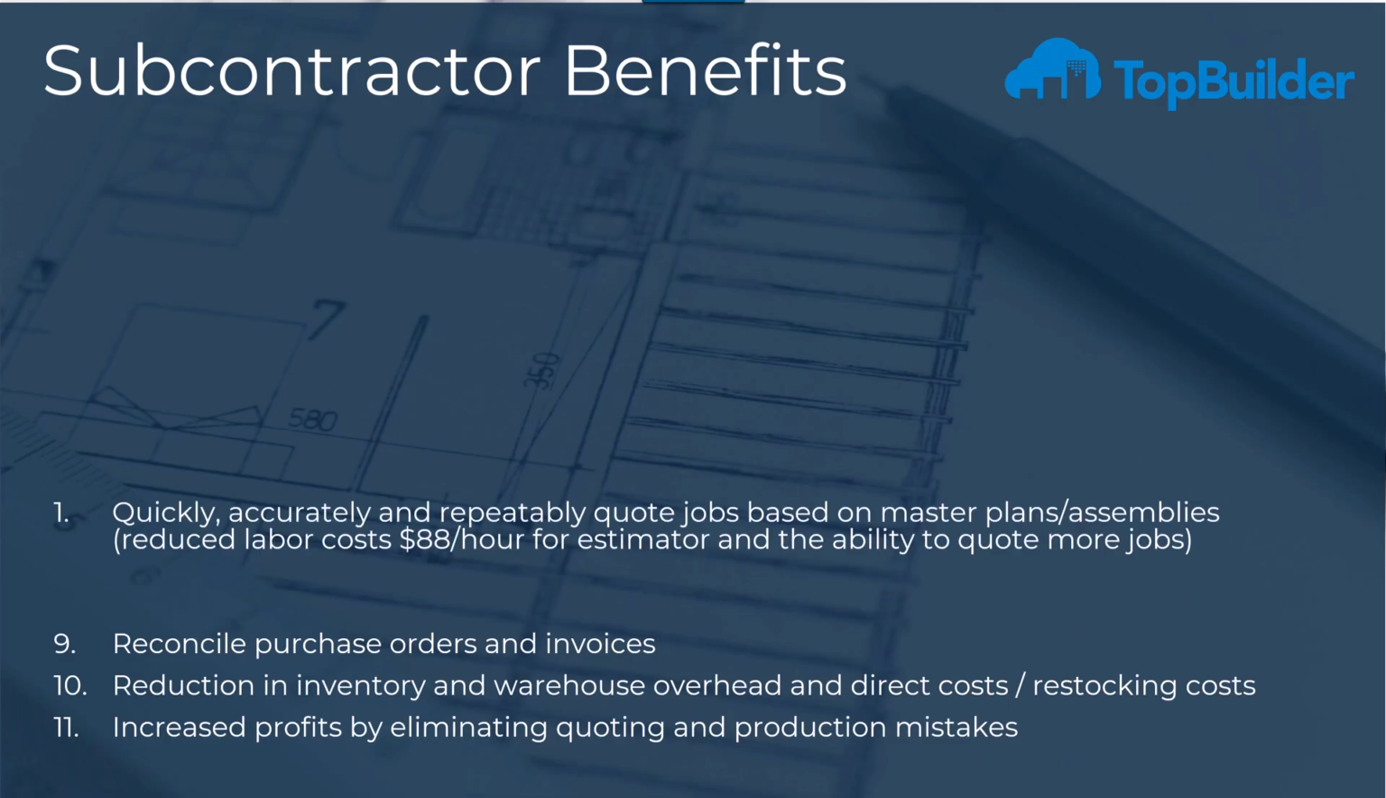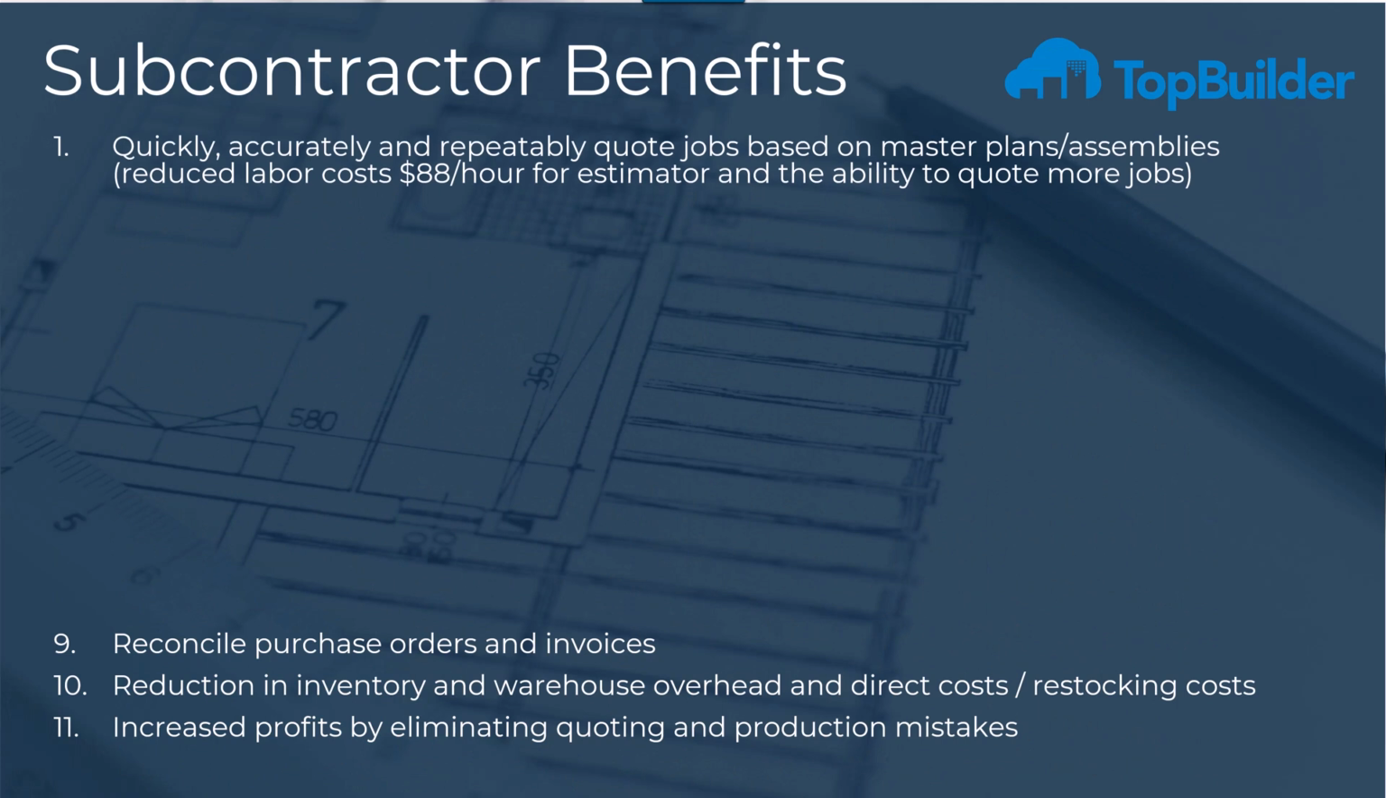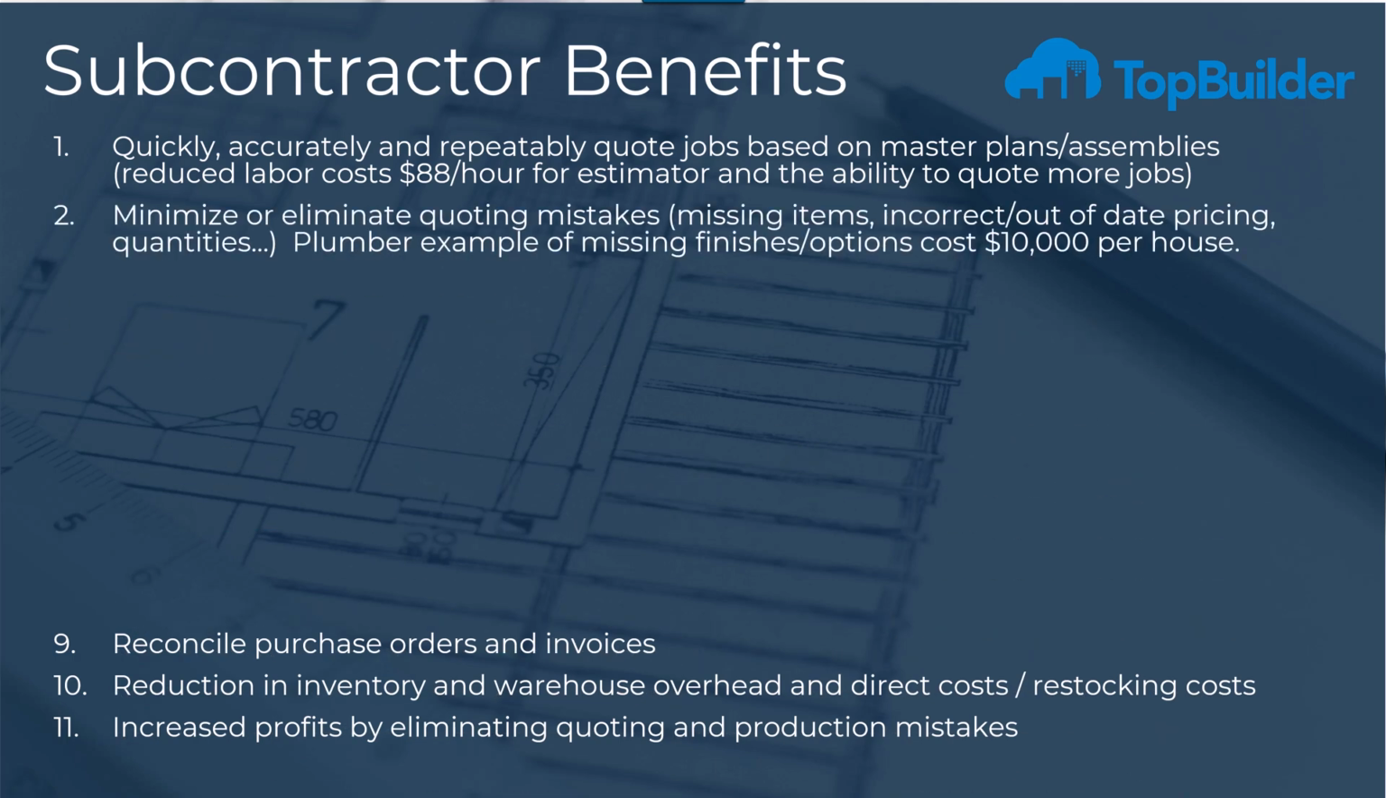And so the benefits that we have here is you can quickly and accurately and repeatedly quote projects based on specific master plans and master plan options. And this reduces time significantly. A lot of people are telling us it's $88 an hour for one of these estimators in the plumbing area, and we're reducing that time from 2 weeks to just a couple hours for each one of those estimators.